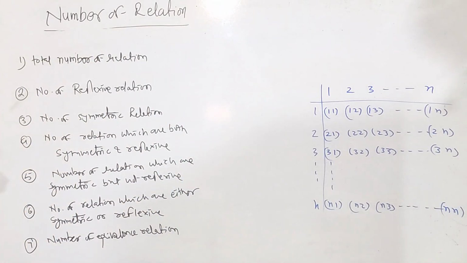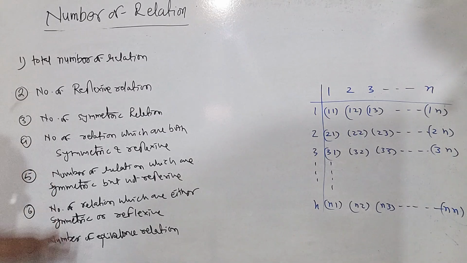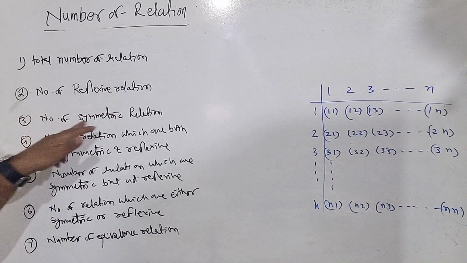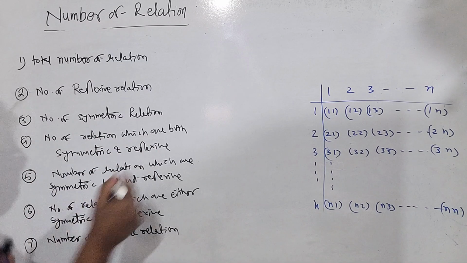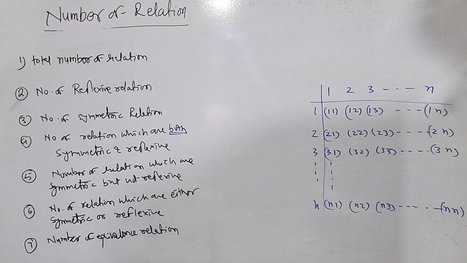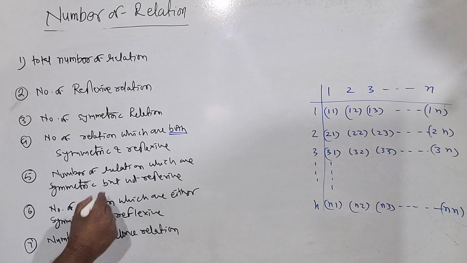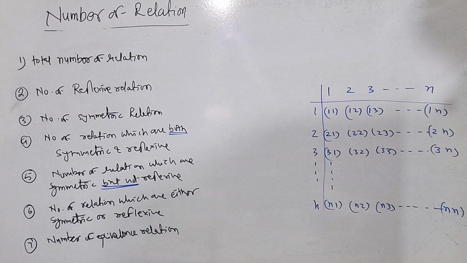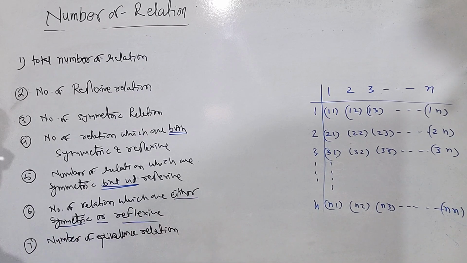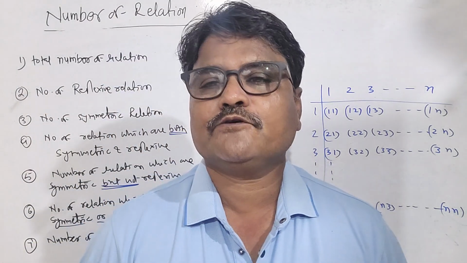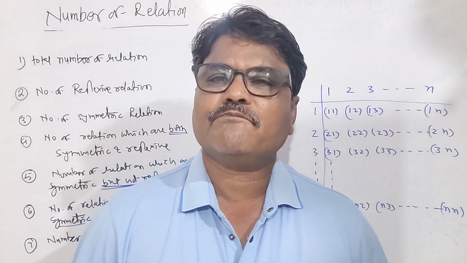So what varieties of questions are they asking? I have written down these 7 varieties of questions that they are asking nowadays, any one of them. First one is total number of relations, second one is number of reflexive relations, third one is number of symmetric relations, fourth one is number of relations which are both symmetric and reflexive, fifth one is number of relations which are symmetric but not reflexive, and sixth one is number of relations which are either symmetric or reflexive, and finally number of equivalence relations. So in these 7 varieties of questions you can score 4 marks very easily.